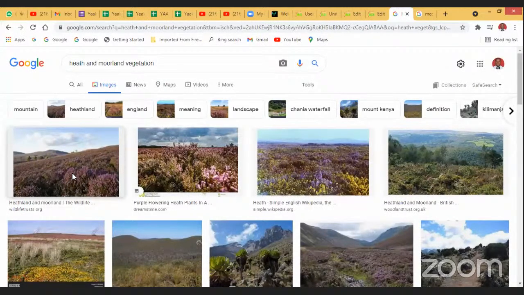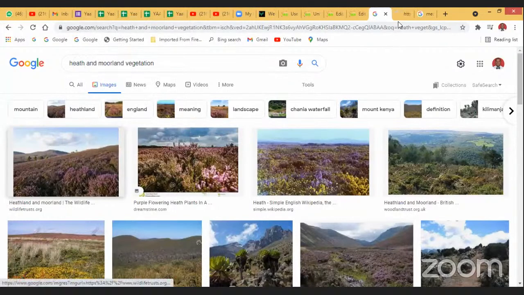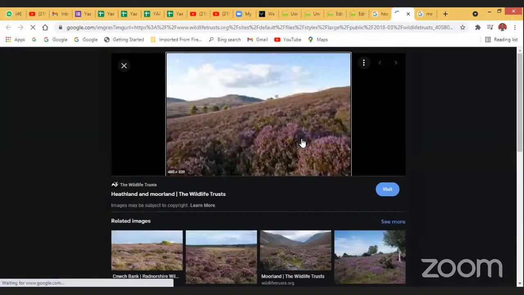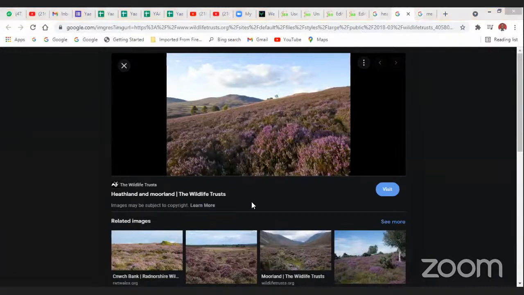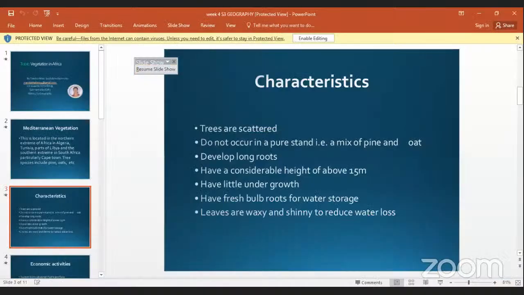Hopefully my screen is clear to you. Can you see that? Yes. That is heath and moorland type of vegetation. That's how it appears. Hopefully that is clear to all of us. Yes, thank you. Welcome. Let us proceed with our presentation, we have a few minutes to conclude.